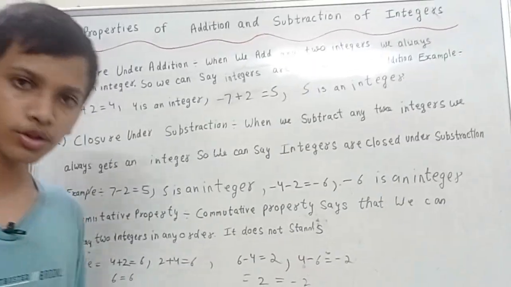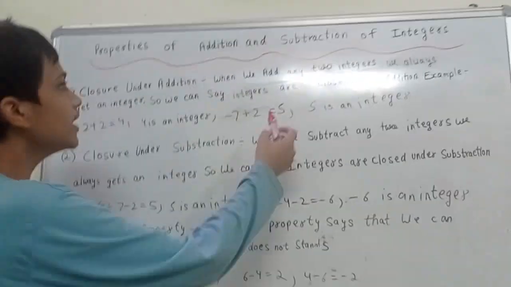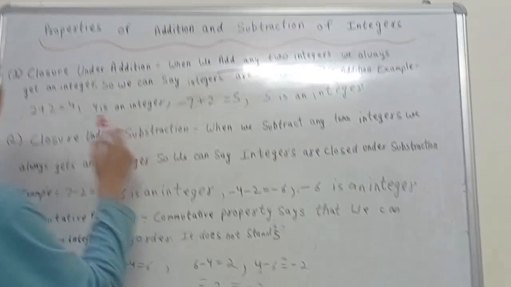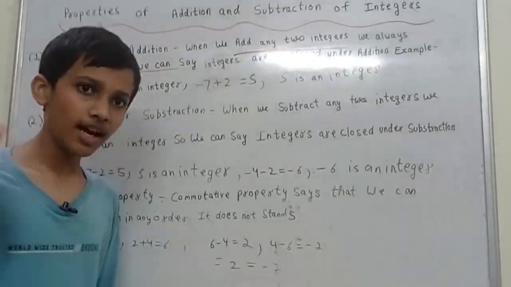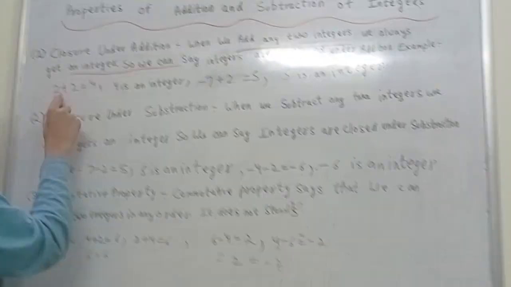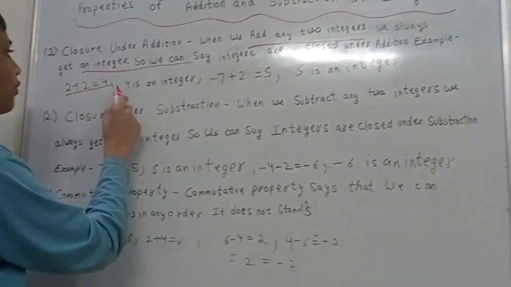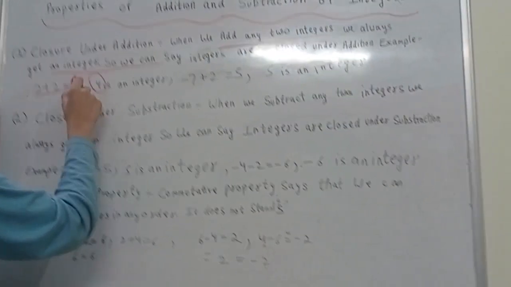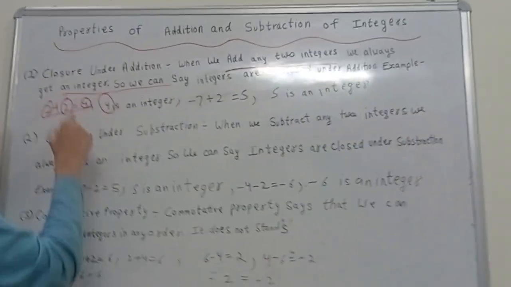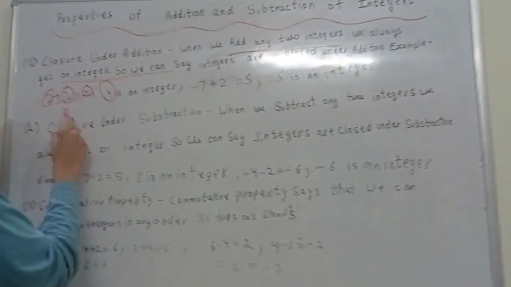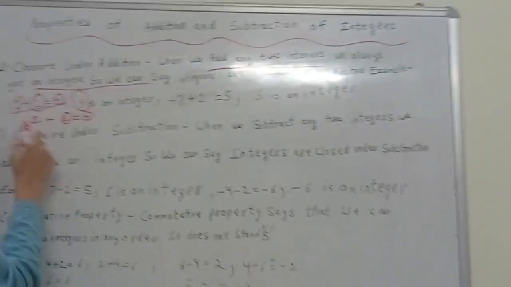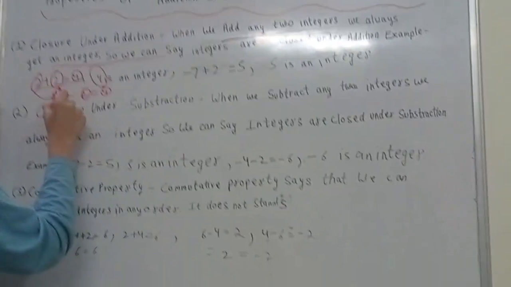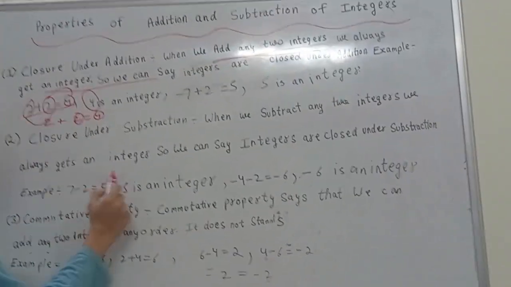This is also known as closure property. When we add any two integers, we always get an integer. So we can say that integers are closed under addition. For example, 2 plus 2 is 4. 4 is an integer. We are adding 2 two times. 2 plus 2 is equal to 4. 2 is also an integer and 4 is also an integer.